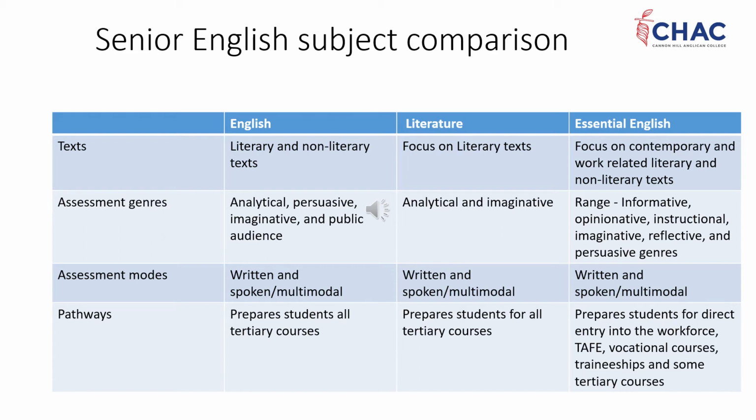Where do we go with these subjects? English prepares students for all tertiary courses, and similarly, literature prepares students for all tertiary courses. However, Essential English prepares students more specifically for those who are wanting to go directly into the workforce or to TAFE or into a vocational course. It also prepares students for some tertiary courses. You need to talk to Mrs. Cummins more closely to find out exactly which courses Essential English prepares you for.